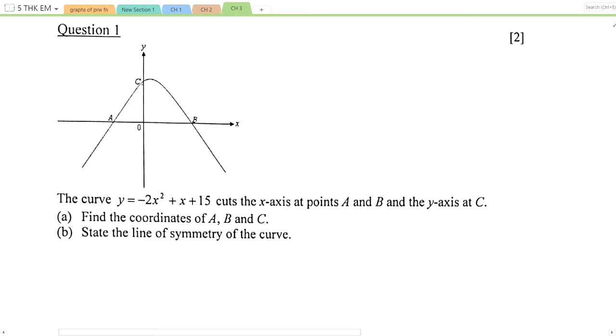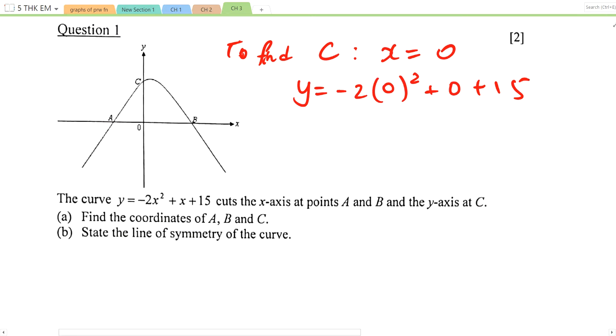To find C, this is the y-intercept. The y-intercept is given by... So to find C, what is the known value of x or y? If you want to find C, x equals 0, yeah. X equals 0. So I substitute it into my equation. Y equals -2 times 0 squared plus 0 plus 15. And I get 15. So C will be (0, 15). Do you have that? If you have it, give yourself a tick.